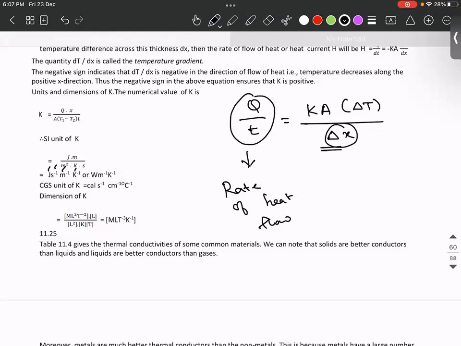Now what about the CGS unit? Replace joule with calorie, second stays second, and meter is replaced with centimeter, with degree Celsius inverse. Then what is going to be the dimensional formula of K? The dimensional formula of K will be M L T to the minus 3 K to the minus 1. This is one such formula where you see the fundamental quantity temperature, kelvin, being used. This K stands for kelvin and the other K stands for thermal conductivity, so don't get confused. It is M L T minus 3 K minus 1. Okay, that is going to be the dimensional formula.